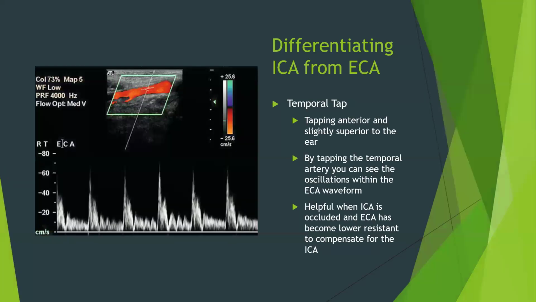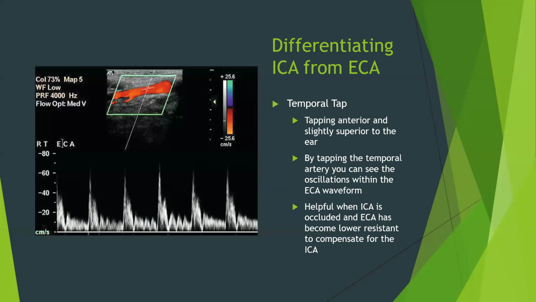So let's look at that waveform and what that temporal tap would look like here in the ECA picture. So temporal tap, tapping anterior and slightly superior to the ear, okay? So we're going to be tapping right above where the glasses hand would go, right there. So you tap it, and the oscillations within the ECA waveform you can see on the picture there. And this is very helpful, especially when the ICA is occluded.